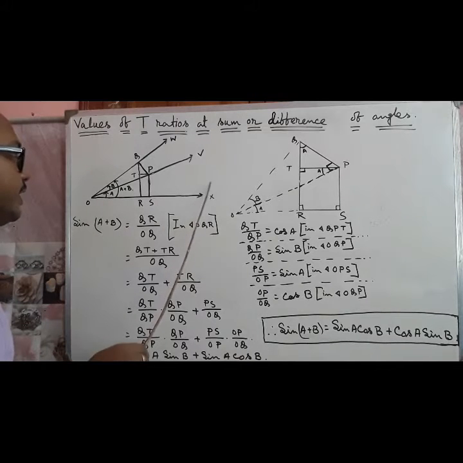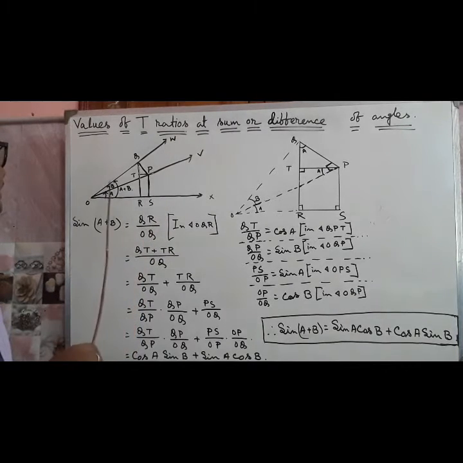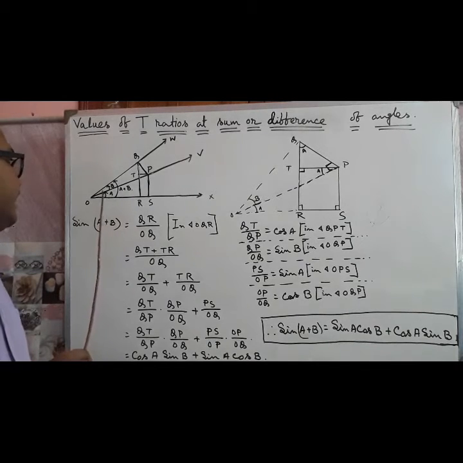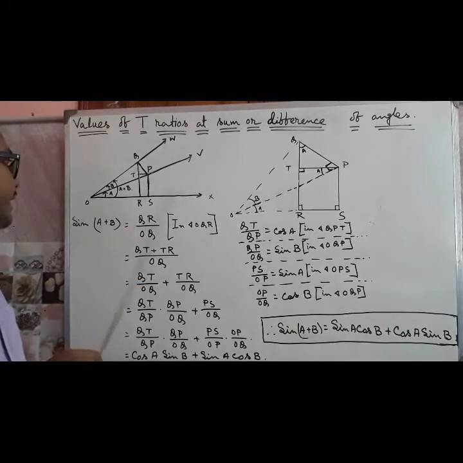Then it rotates anti-clockwise by an angle A, then again it rotates anti-clockwise by an angle B. When it rotates by angle A, its position is OB, and when it again rotates by angle B, its position becomes OW. So, what is the angle XOW? That is A plus B.